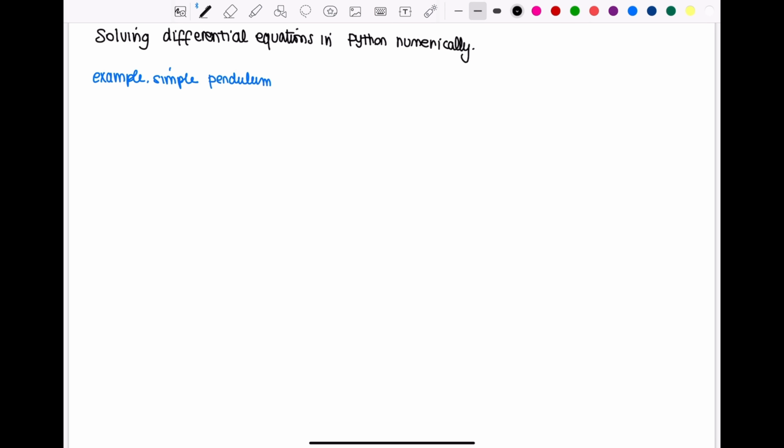So let's first consider a simple pendulum. That's a mass m extended by a light, inextensible string or cord of length L. And gravity is acting vertically downwards in this case.